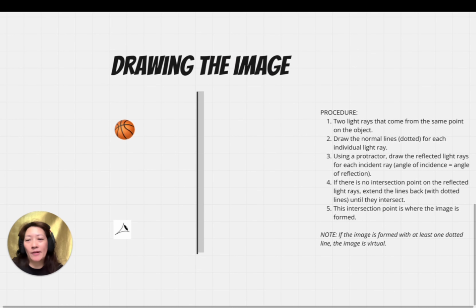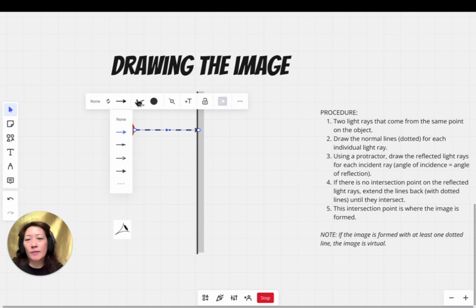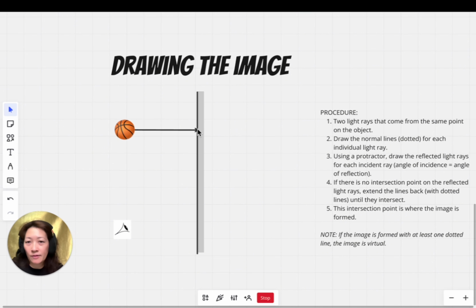Let's look at the same diagram again. This time, instead of drawing the light rays at two random angles, we'll still need to draw two light rays, but this time we're going to draw one that is perpendicular to the surface of the mirror. Why? Because if it's perpendicular to the surface of the mirror, the incident angle is 0, therefore the reflected angle is 0, which means that it will reflect back exactly along the same path backwards. So this will make it a lot easier for us to obtain the image.